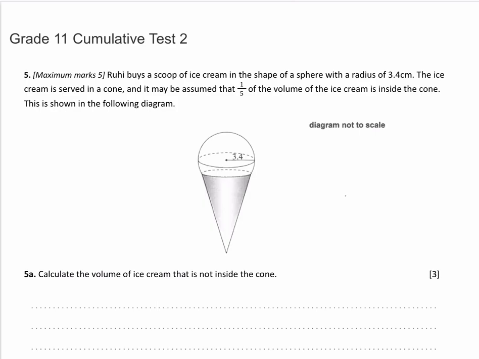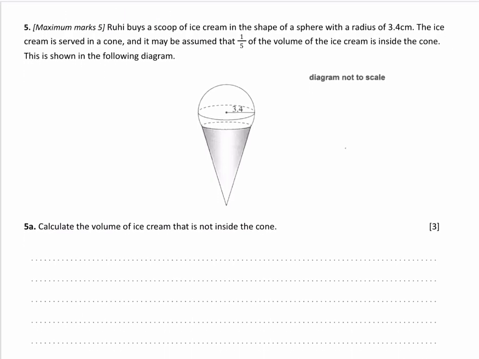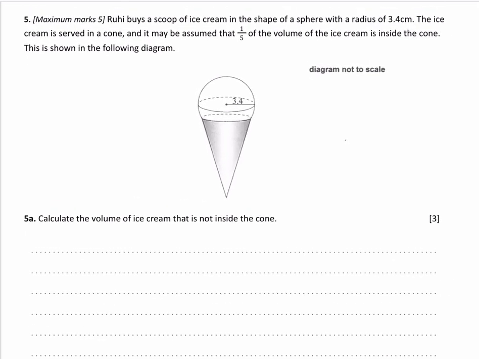You have this 3D shape, so it's mensuration. It's the volumes and surface areas of 3D shapes. And you're told that we have the ice cream, it's in the shape of a sphere, and then we have the cone, which is in the shape of a cone.